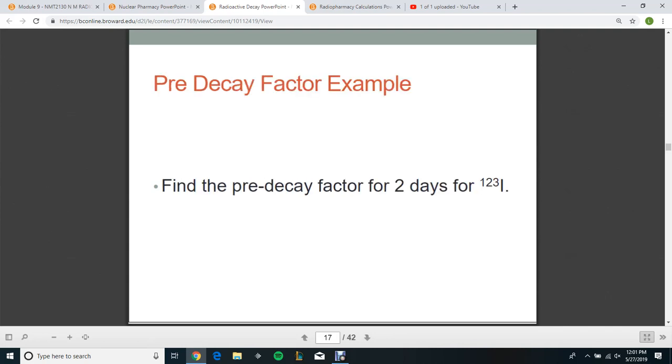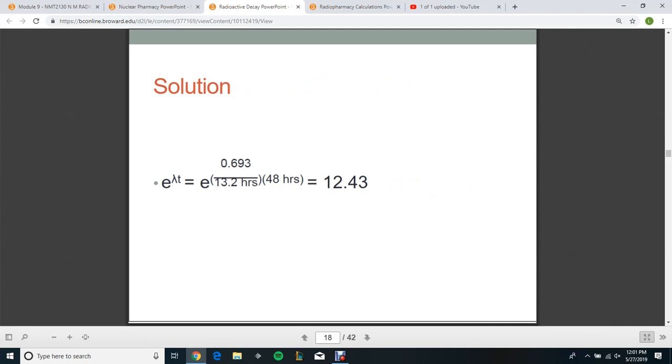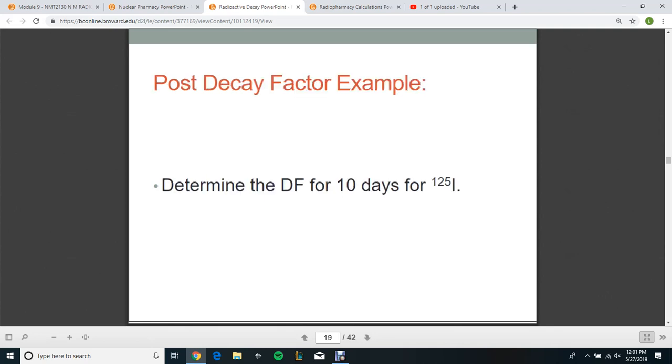The pre-decay factor example: find the pre-decay factor for 2 days for iodine-123. To get the pre-decay, we're going to take e to the 0.693 over 13.2 hours, because iodine-123 has a 13.2 hour half-life, and then we're going to multiply that times the 48 hours to equal 1.243.